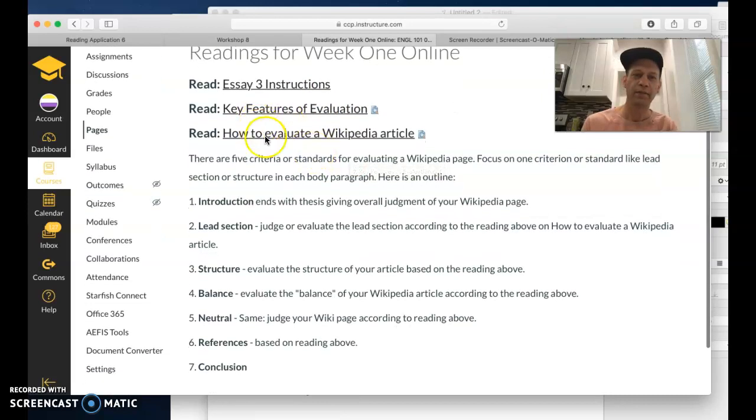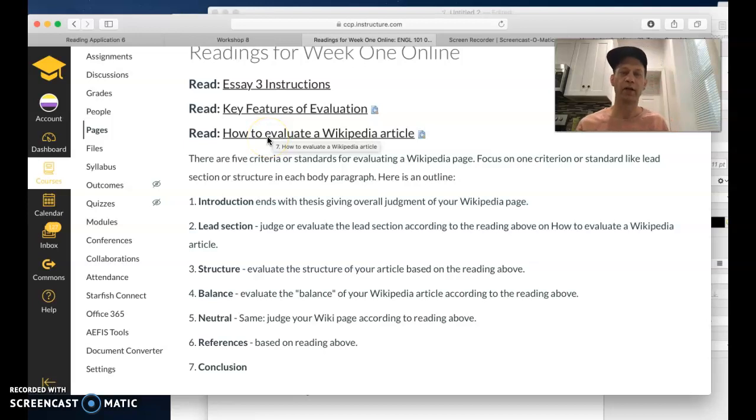And then especially read closely and maybe even save how to evaluate a Wikipedia article so that you have these things right here, the lead section, the structure, the balance, the neutrality, and references, those standards to evaluate your own Wikipedia page. The paper outline is kind of like right here, right? Introduction, lead section, structure, balance, neutral, references, conclusion. That makes sense once you've read this.